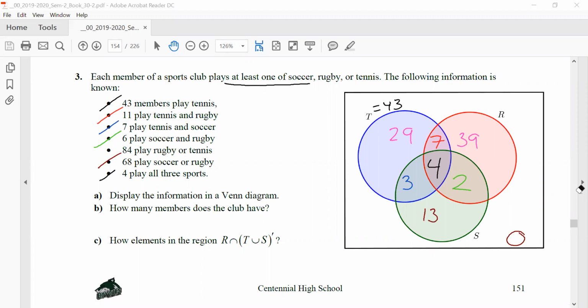Part B, what I was going to do for my check, silly Mike, is I was going to add them up to see how many members the club has. Well, that's actually the question I'm supposed to answer. So let's add these all up. 29 plus 7 plus 4 plus 3 plus 39 plus 2 plus 13. Looks like there's 97 people in this club.